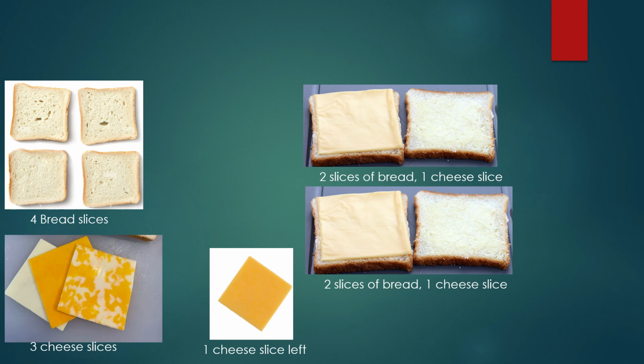You can only make 2 sandwiches because after using 4 slices of bread, you will run out of all the bread, even though you still have 1 cheese slice left. Here, bread is the limiting reactant. It limits the number of sandwiches you can make.